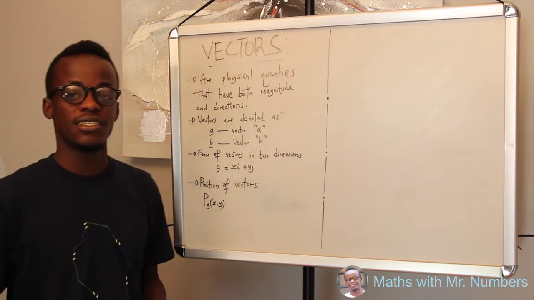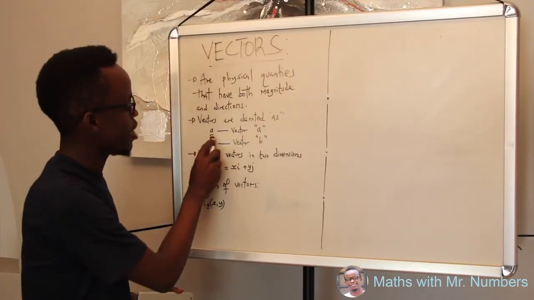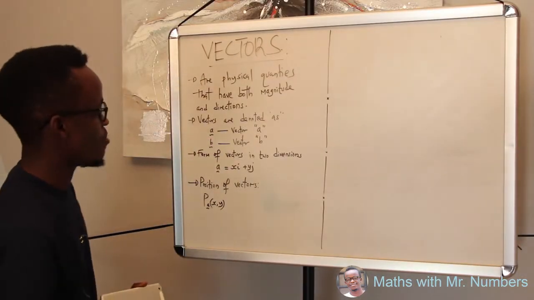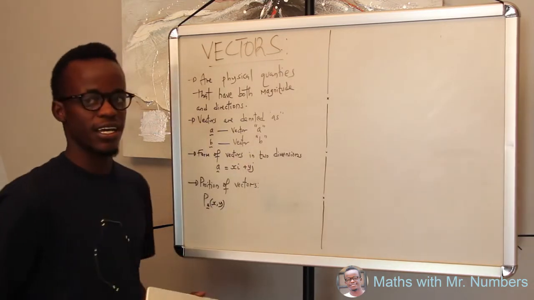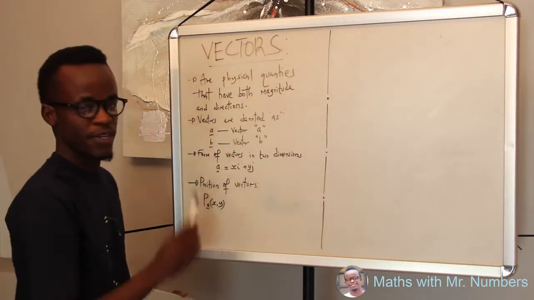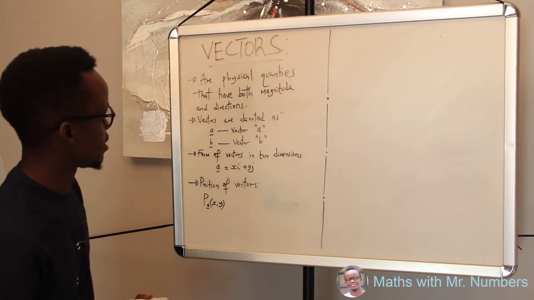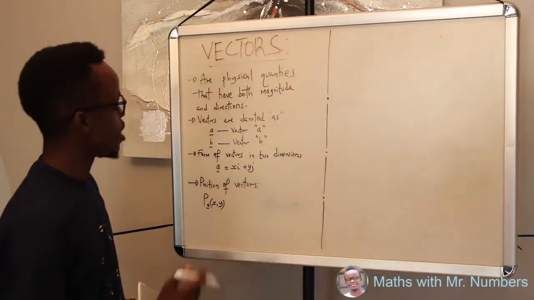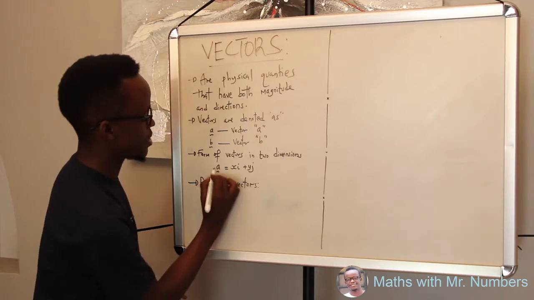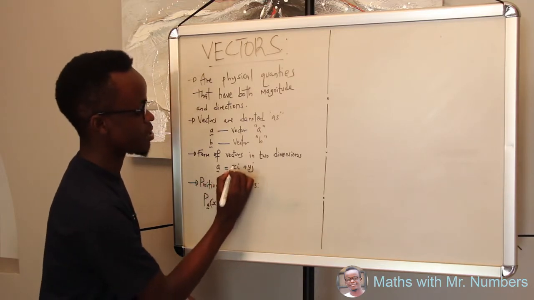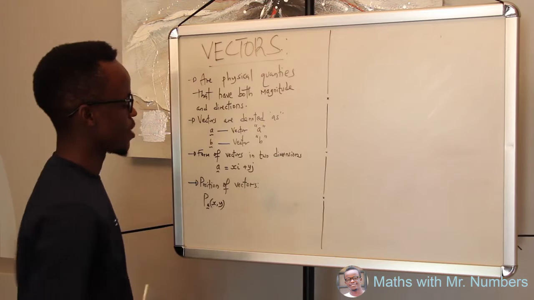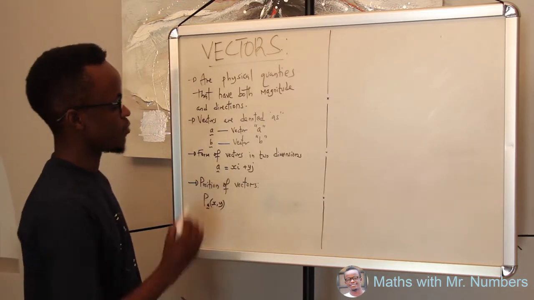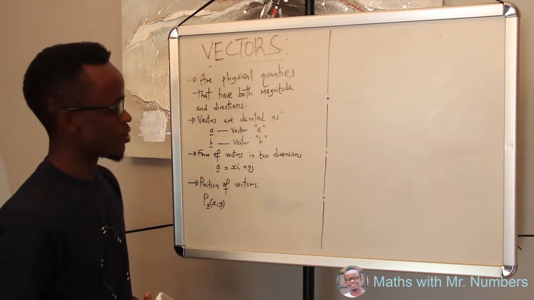Vectors are physical quantities that have both magnitude and direction. Vectors are denoted as A with a certain line under, which is read as vector A, and the other one is B, which is read as vector B. Form of vector in two dimensions. The form of vector in two dimensions is this one: vector A equals x times i plus y times j, whereby x is the coefficient of i and y is the coefficient of j.